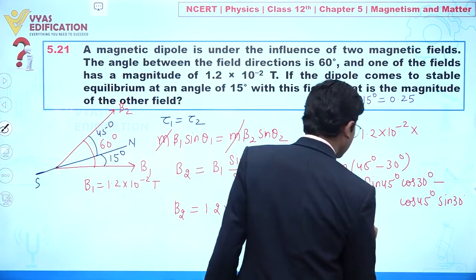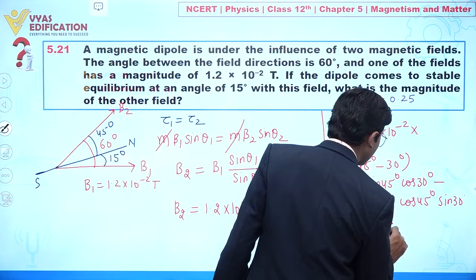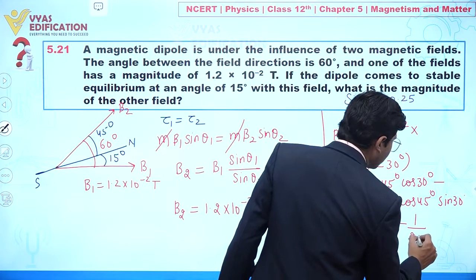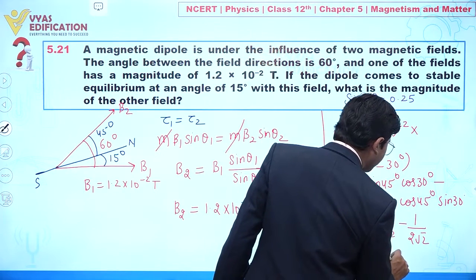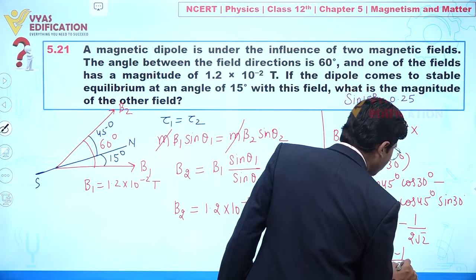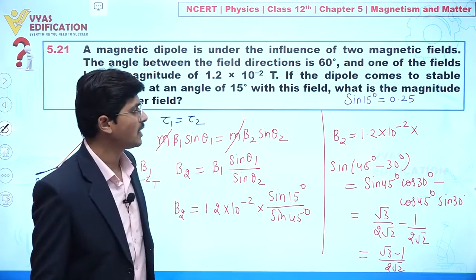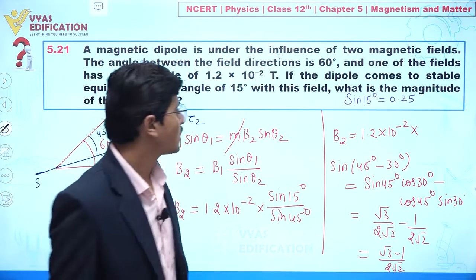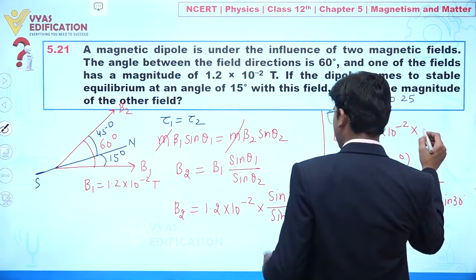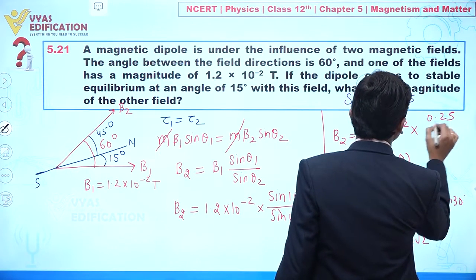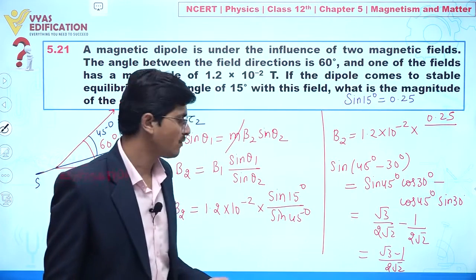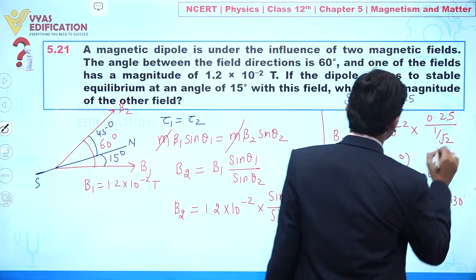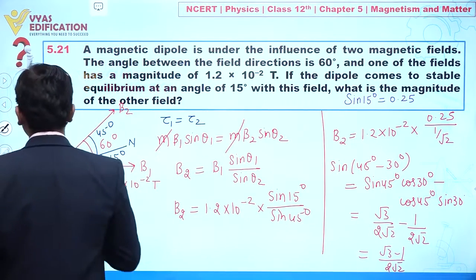Clear? So this is equal to under root 3 divided by 2 root 2 minus 1 upon, this is 1 by root 2, 1 by 2. Clear? So from here if you solve it, under root 3 minus 1 divided by 2 root 2, you can calculate the value, and approximately this will come out to be 0.25. Clear? So we can write here this is 0.25 and it is divided by sin 45, which is 1 by root 2. Clear? Now we just have to calculate the value of B2.